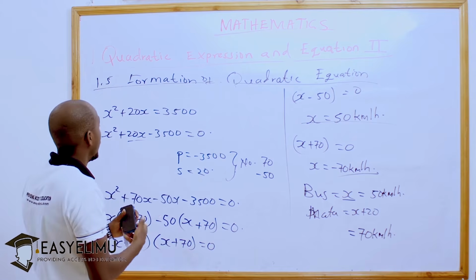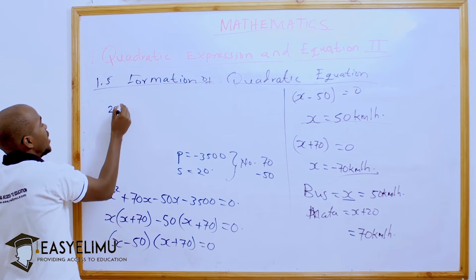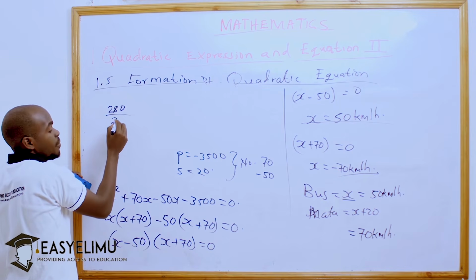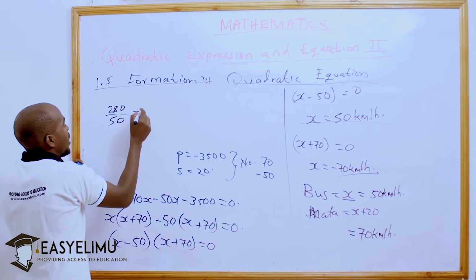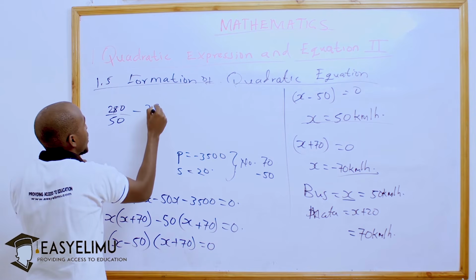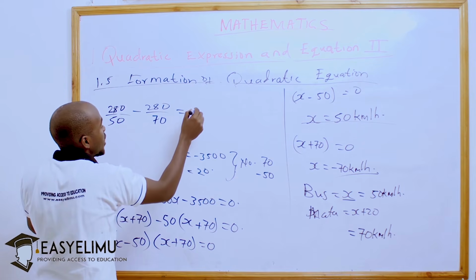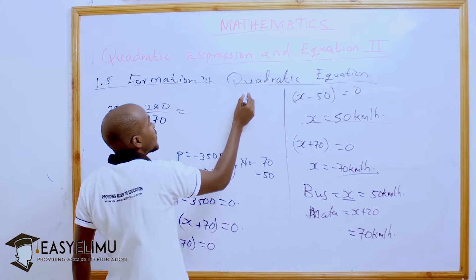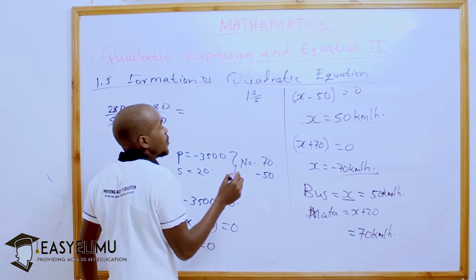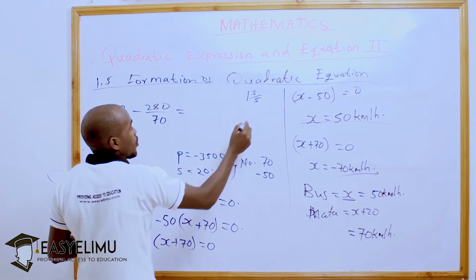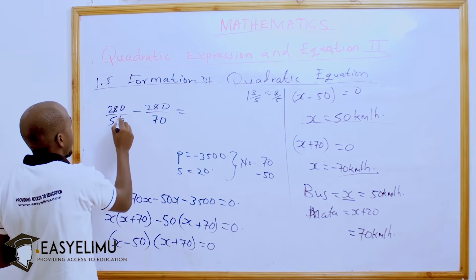We can prove, and you will find out that if you take 280 kilometers, then you divide by the speed, which is 50, minus 280 divided by the speed of the matatu, which is 70, you should get, let's see, it should give us 1 hour 36 minutes, which is 1 and 3 over 5. Let's see what we get here.